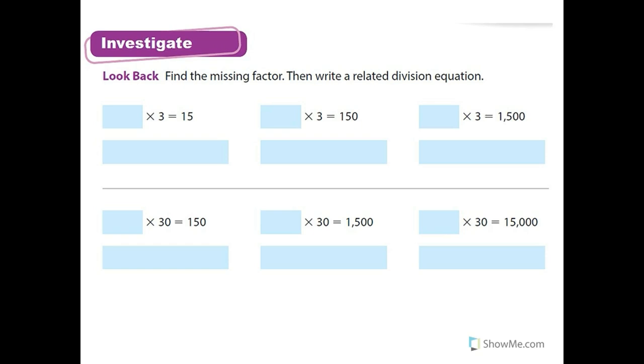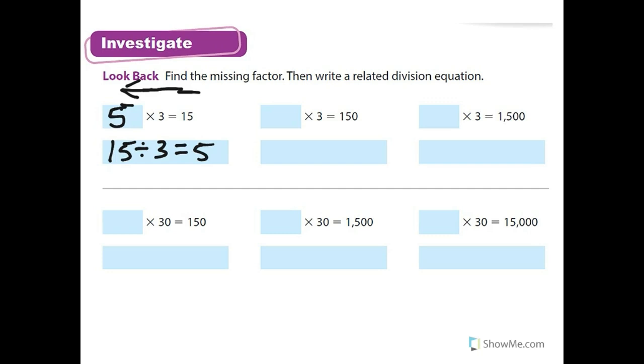All right, so something times 3 is 15. Well, from your math facts, you should know that 5 times 3 is 15. If we did it the opposite, it would be 15 divided by 3 equals 5. Because we do it the opposite. 15 divided by 3 equals 5. Just go that way, the opposite way.